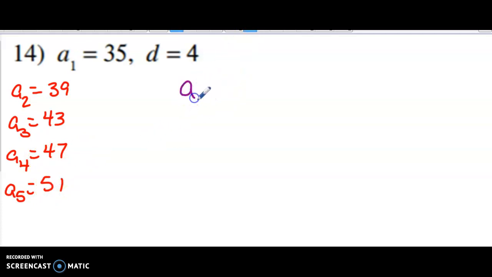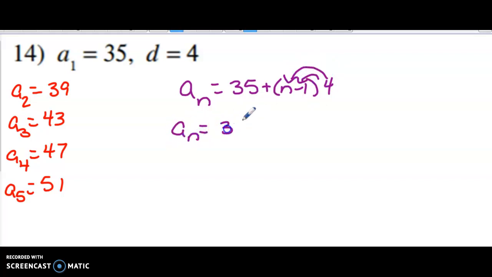Using our formula, A sub n is equal to our A sub 1, 35, plus n minus 1 times 4. Using my distributive property, I have A sub n is equal to 35 plus 4n minus 4. If I subtract 4 from 35, I get 31 plus 4n for my explicit formula.